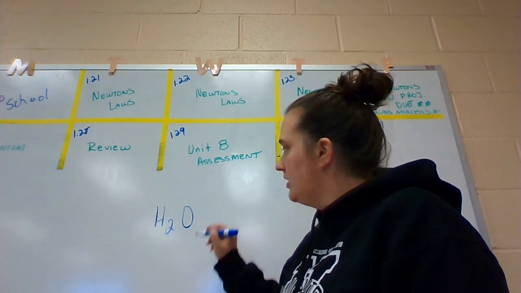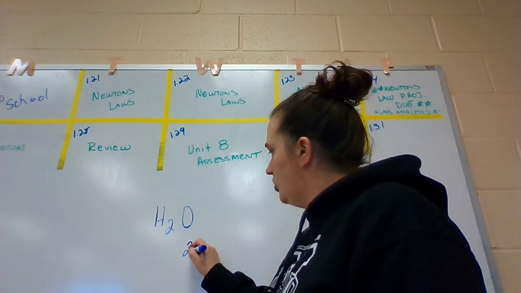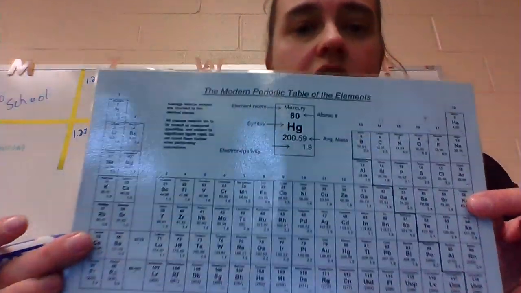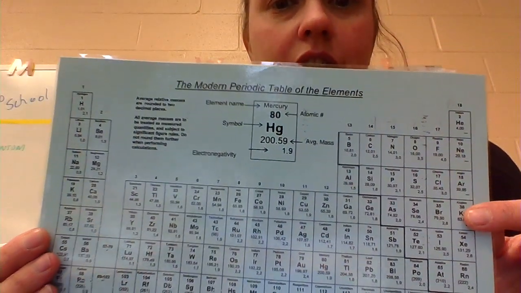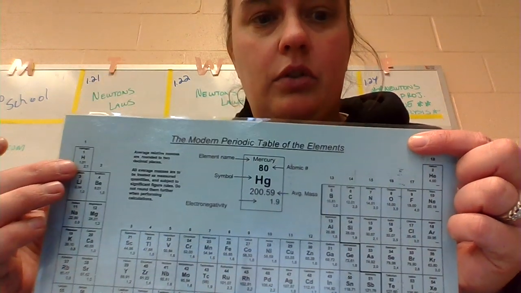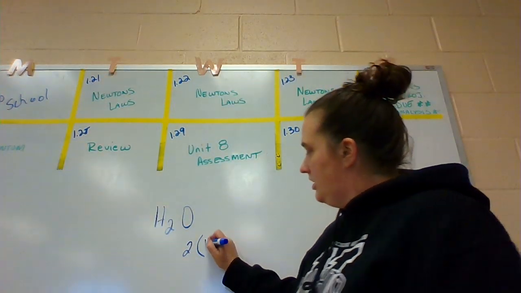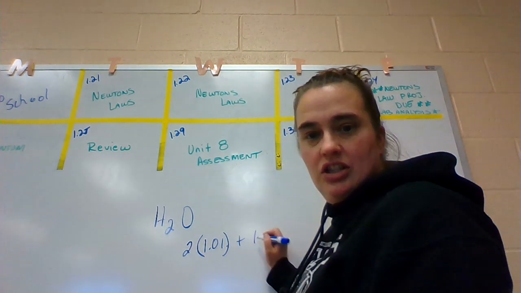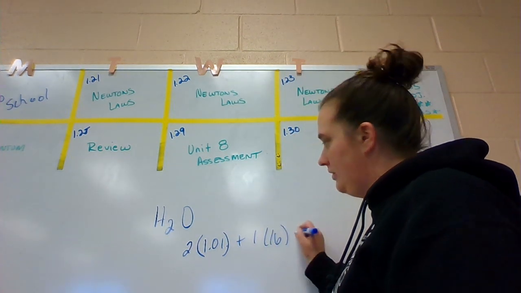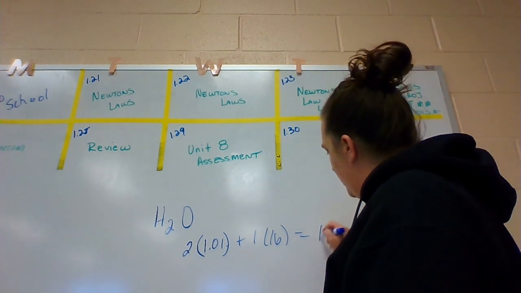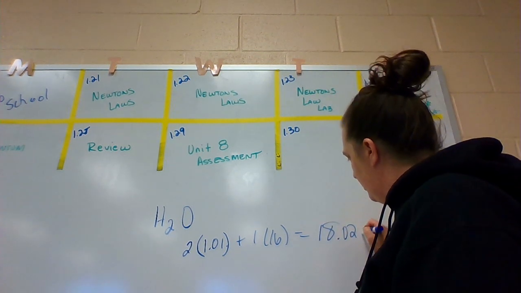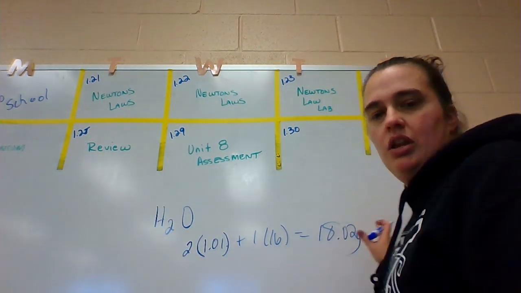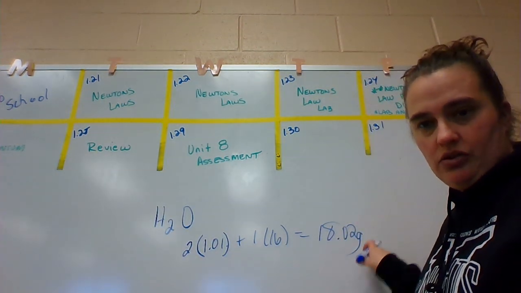So the way that we do this is we have two hydrogens. We go 2 times the mass of hydrogen. How do I know the mass of hydrogen? It's from your periodic table. It is the average mass number, okay? So we find hydrogen, 1.01, and then I have 1 oxygen times the mass of oxygen, and then we do our math. So this is about 18.02 grams. So if I just have 1 molecule of H2O, it would be 18.02 grams.